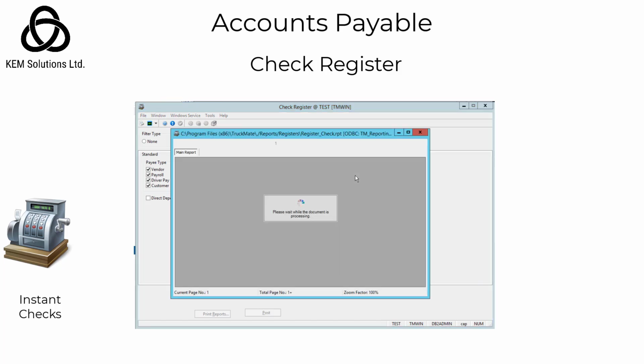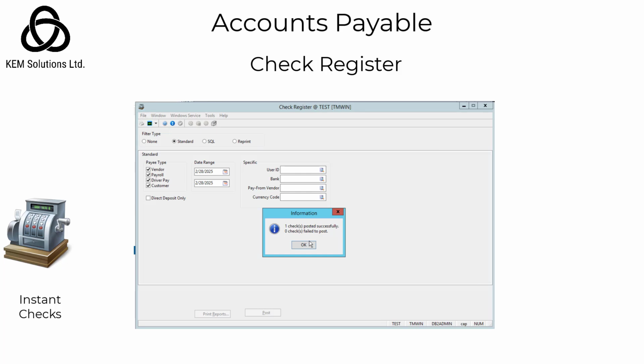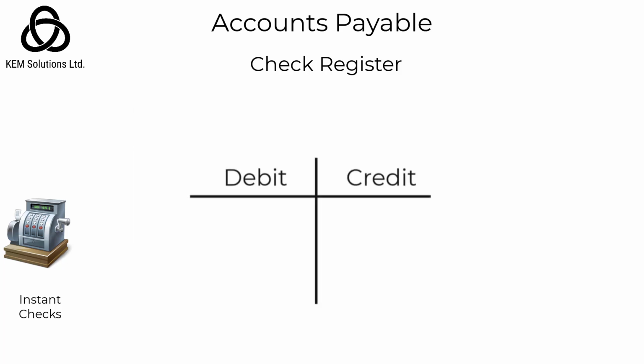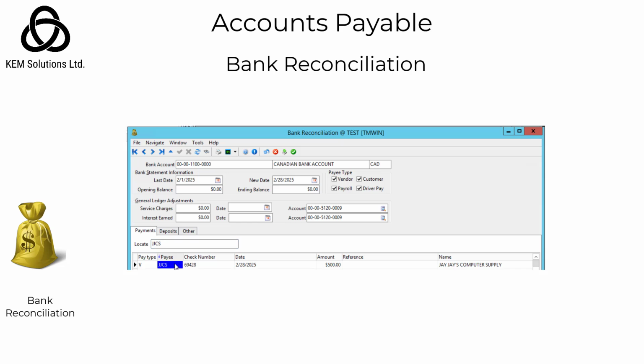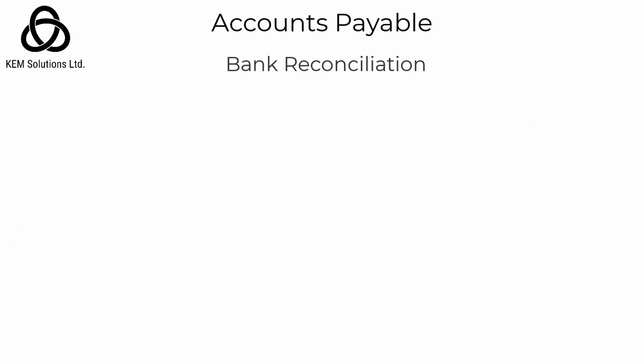Regardless of whether you issue a check or process a direct deposit, you post the payment through the check register. Running this register will debit your accounts payable account and credit your bank account. Once the payments clear the bank, you can reconcile your transactions using the bank reconciliation screen, completing the accounts payable process within Truckmate. And that's it!